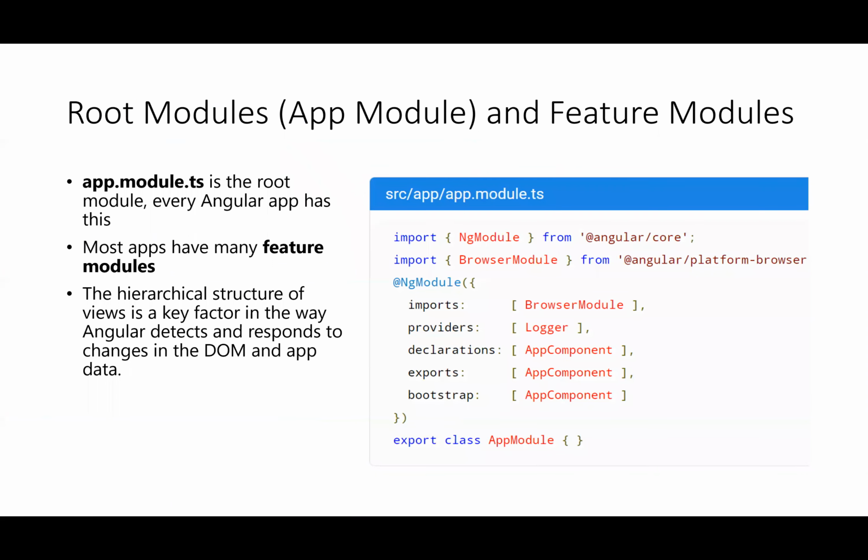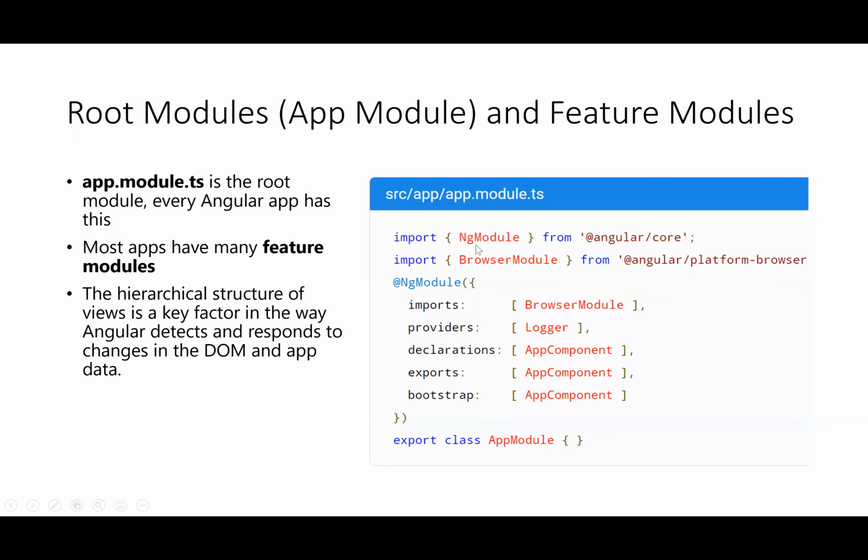Okay. Root modules, or we call them app.module, is the root of your Angular application. And every Angular application will have this app.module.ts. All right, there's only one in one application. So it sits here, /app/app.module.ts, and it looks something like this.